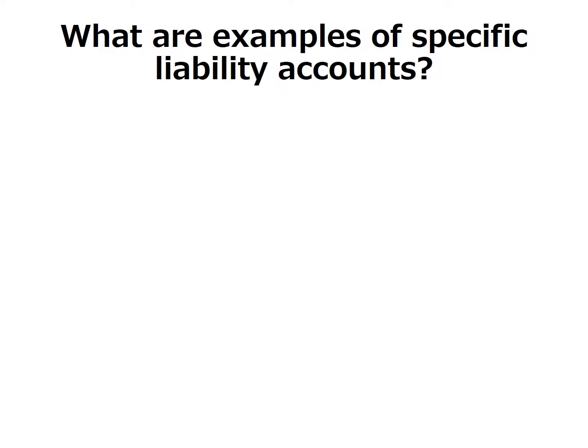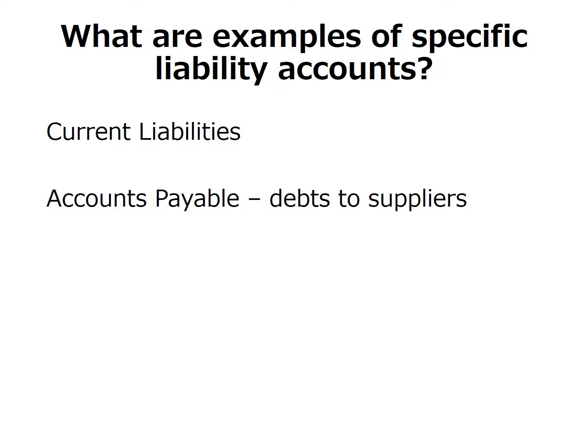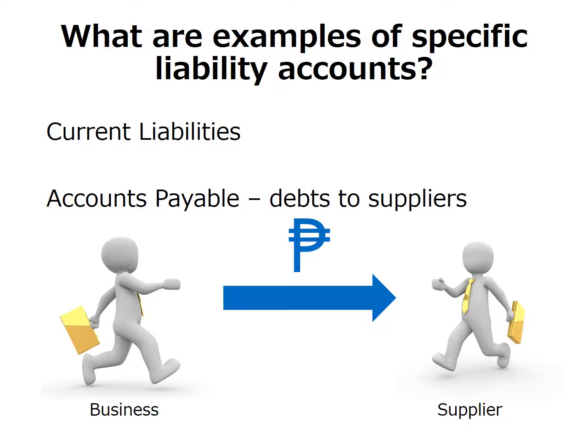What are examples of specific liability accounts? Under the current liabilities category, we have accounts payable. Accounts payable are debts to suppliers. Not all the time does the business have the cash to buy its products or services from its suppliers. If the business has an arrangement with that supplier to buy products or services without paying for them immediately, the business has purchased them on credit.